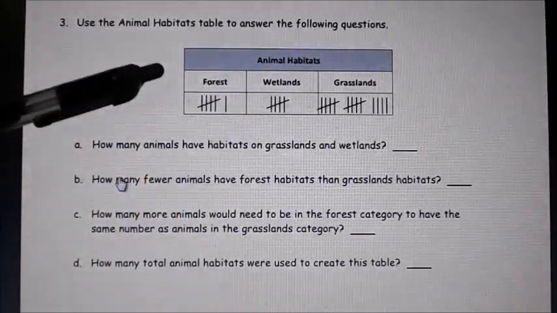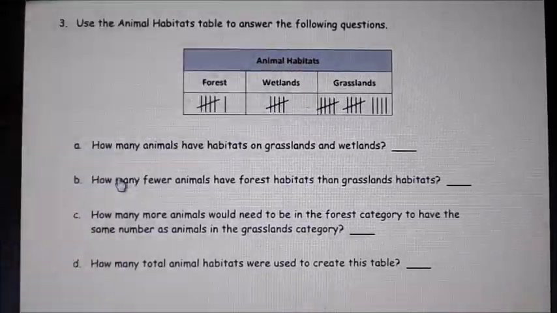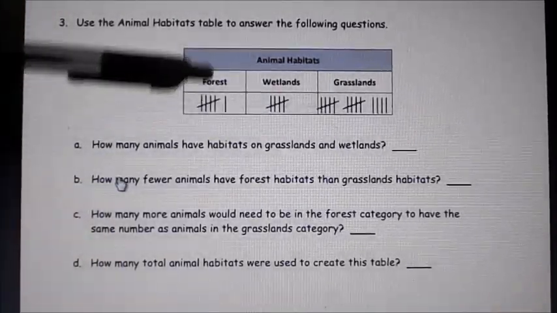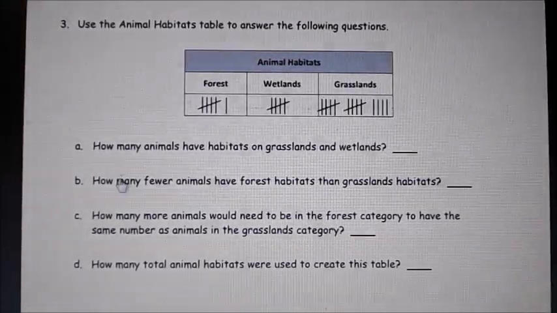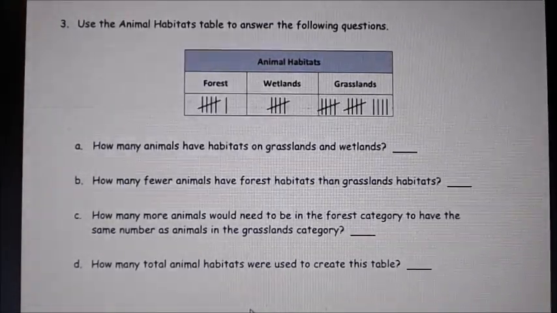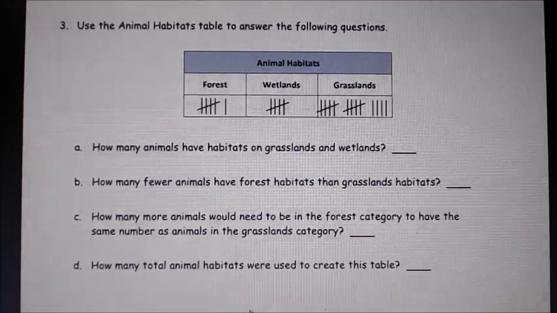You have animal habitats: forest, wetlands, and grasslands. You have a certain number of tally marks for each habitat, and you got 4 questions that go with it, and these are going to be the questions you have to answer for your homework today.